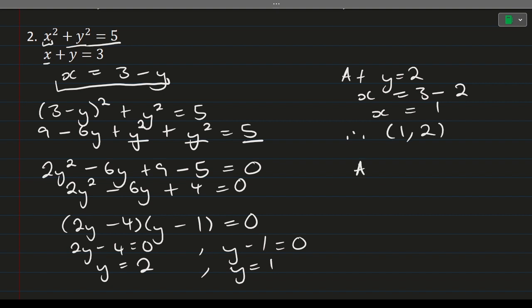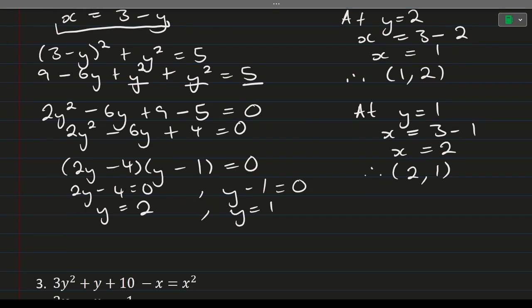Now let's evaluate x when y is equal to 1. So that's x is equal to 3 minus 1. X is equal to 2. So the coordinates here would be 2, 1. And that would be the final answer. Now let's move on to question number 3.